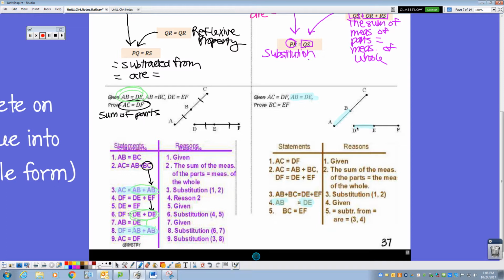I'm given that blue equals blue. My other given says that orange equals orange. So the idea behind this proof is to show that orange minus blue is yellow, and orange minus blue is yellow. And since the oranges are equal and the blues are equal, the yellows must be equal. And it's a lot like our subtraction proof above.